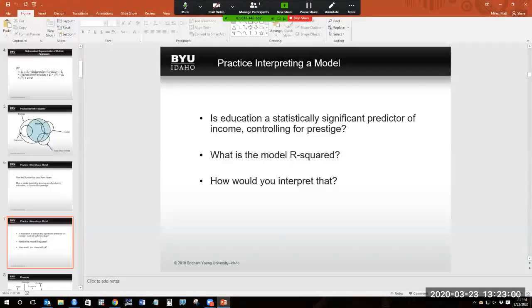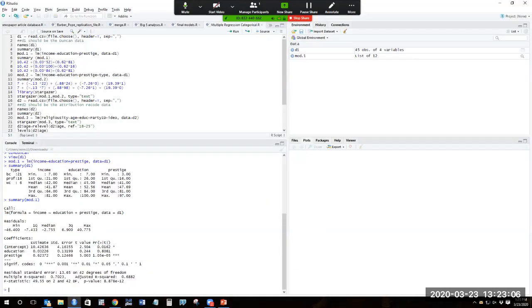So is education a statistically significant predictor of income controlling for prestige? I look here at education, here's my t-value, it's less than 1.96. My p-value is 0.8, that's not less than 0.05, and there's no stars. So I'd say education is not a significant predictor of income.